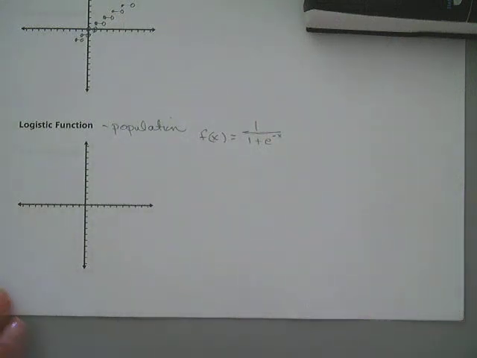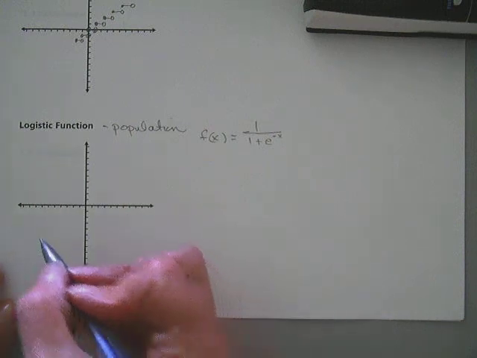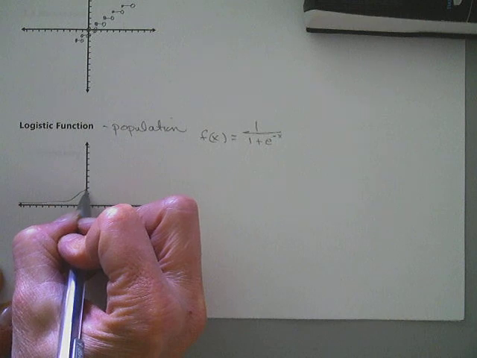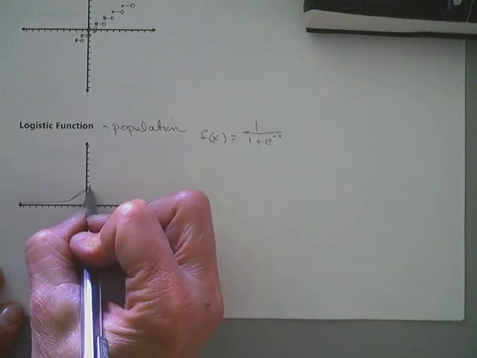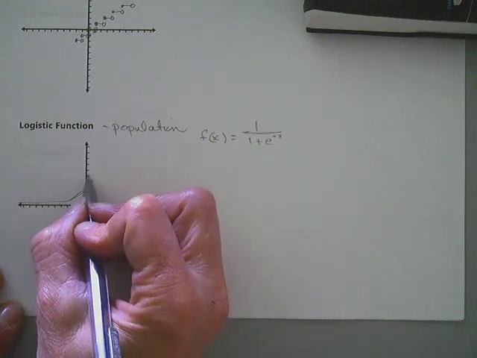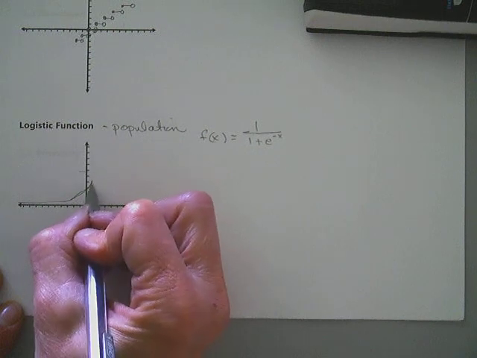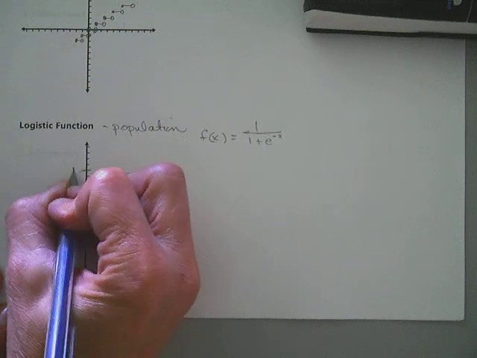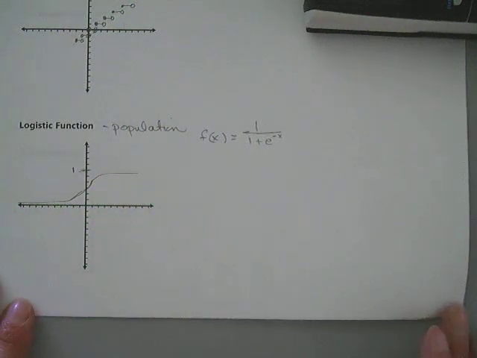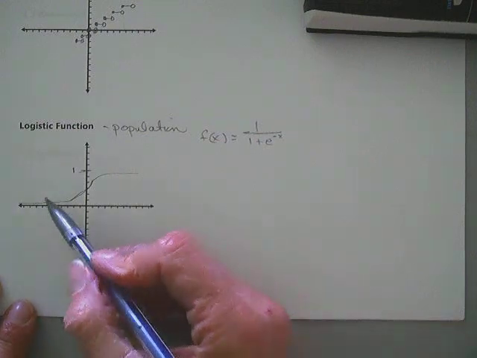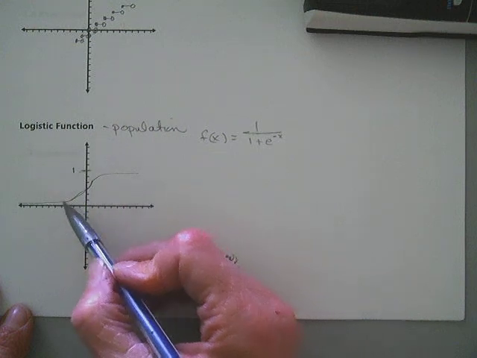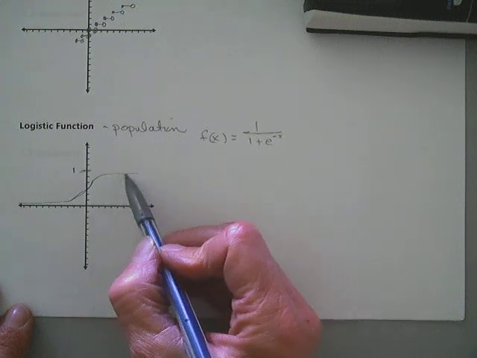Okay? The way this function works is that the graph starts off down here, comes up, and it goes through this function, and then it levels off. Okay? It levels off at 1. Okay? So what happens is something starts off really small, it grows pretty fast, and then it levels off.